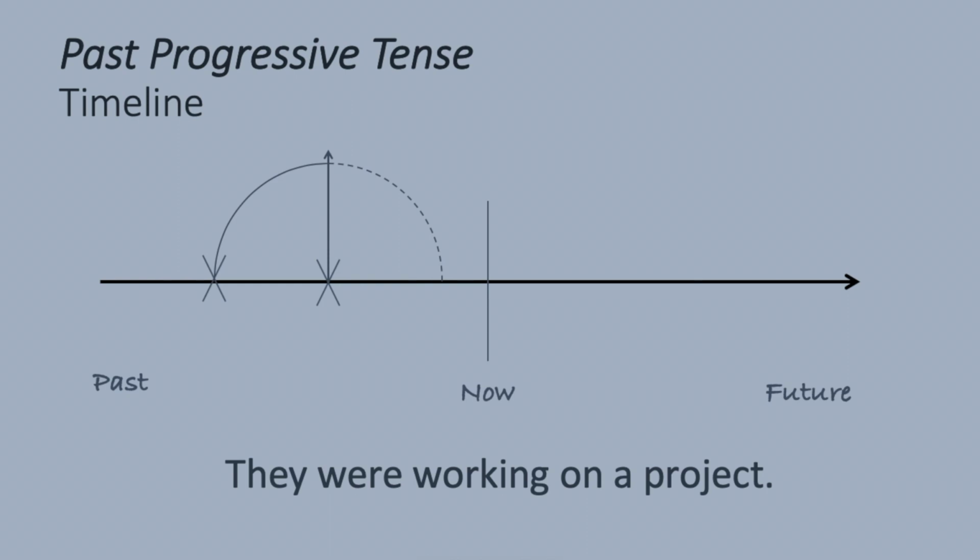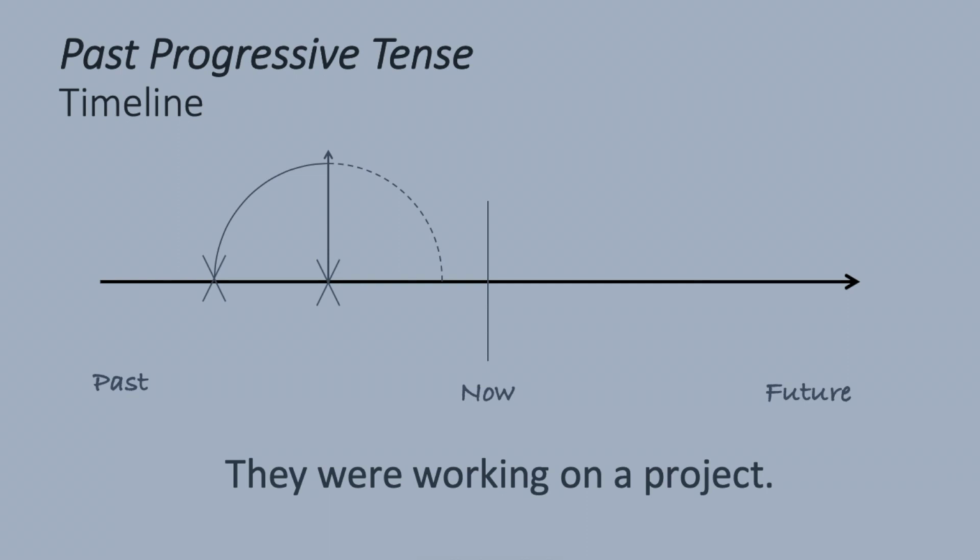The timeline is very similar to the present progressive one. You'll see that in almost all of the timelines. They're usually the same except for where they happen on the timeline. Here you still have the arc or semicircle, but now it's in the past. So something started happening at some time in the past, and it continued for a while. Now, though, it's over. They were working on a project. They started working on it and worked for a while, and now they're not working on it anymore.